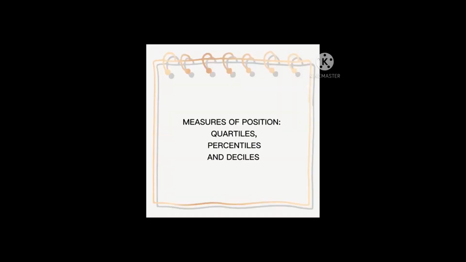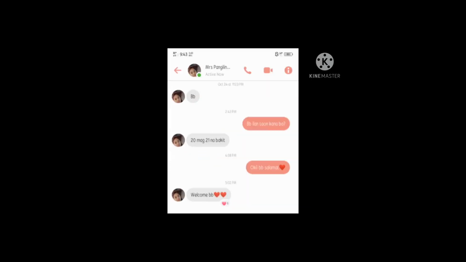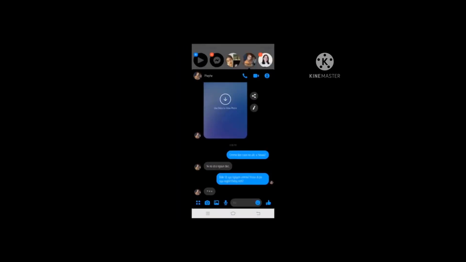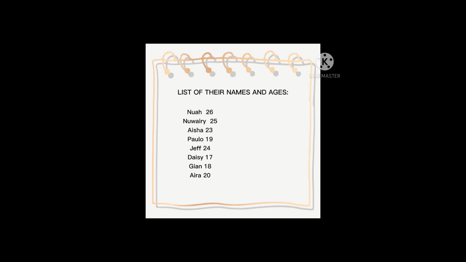Good day everyone. So the purpose of this video is to show to you the measures of position, quartiles, percentiles, and deciles. So ito po yung mga hahanapan natin ng sagot. And to show the process of data gathering, I used Messenger to gather 13 people, including their names and ages, and 2 people from personal. So these are the list of their names and their ages.